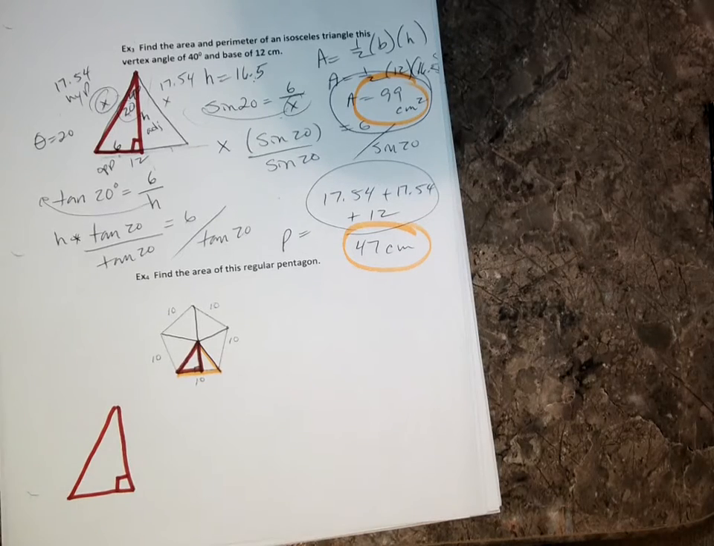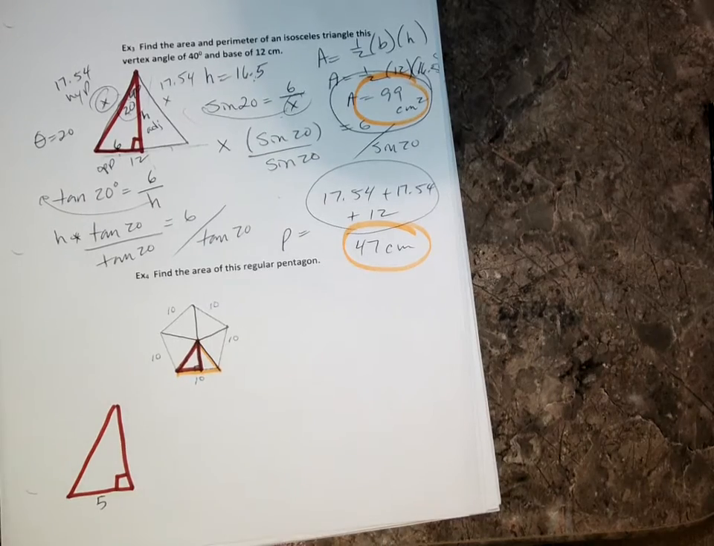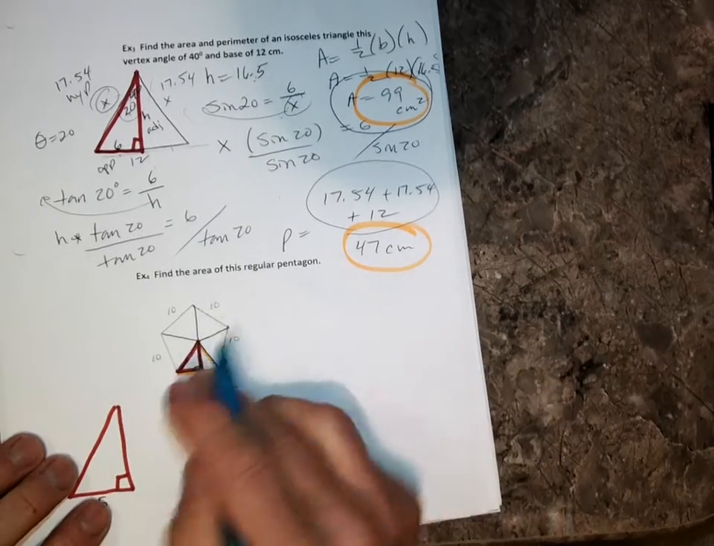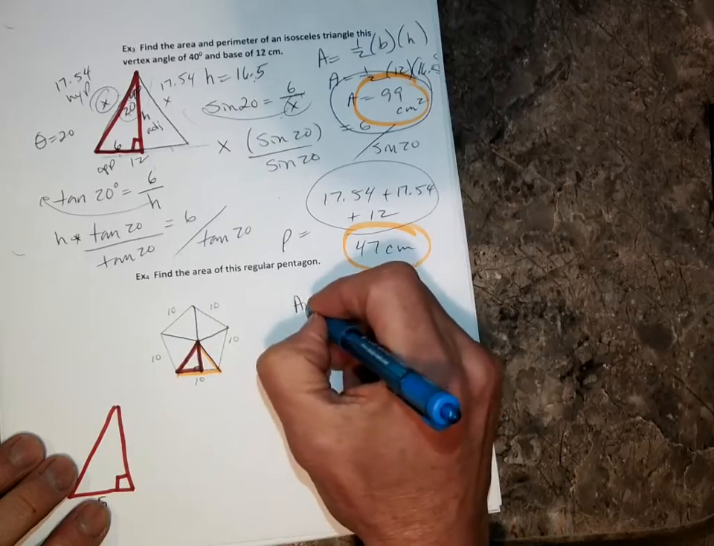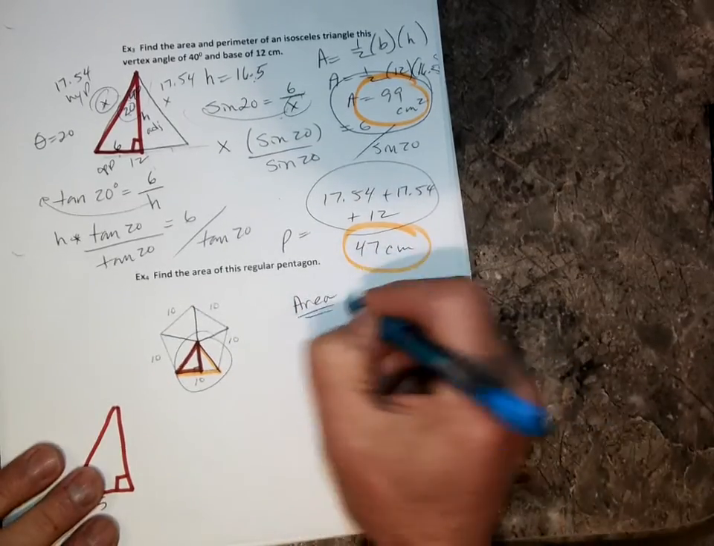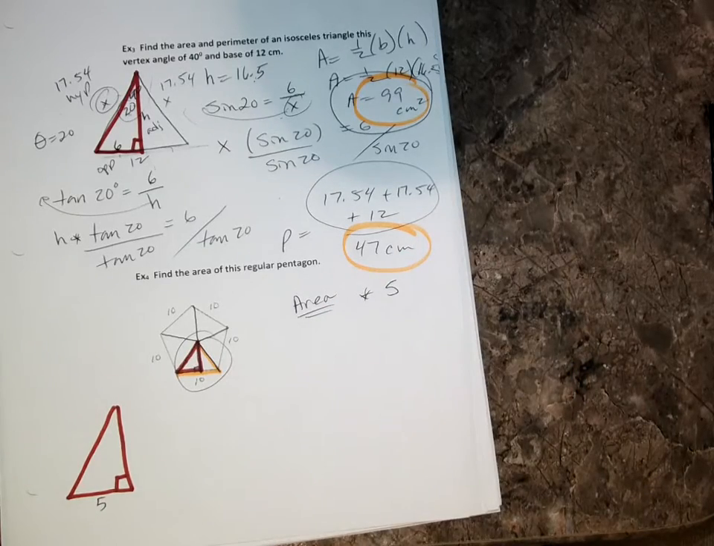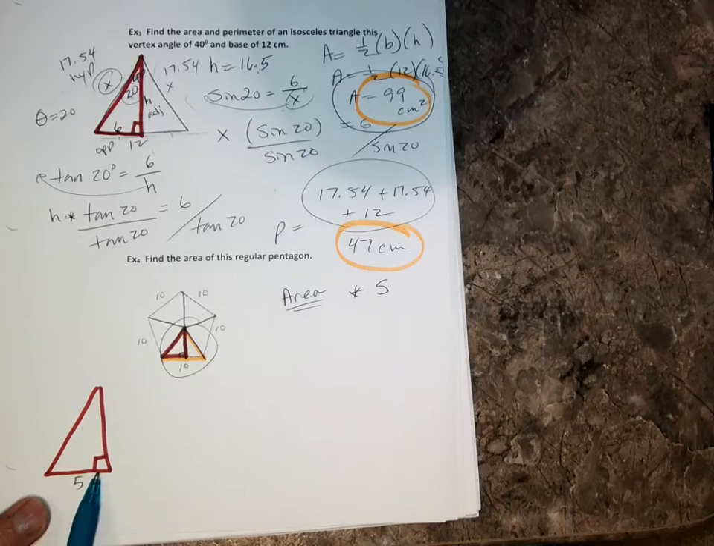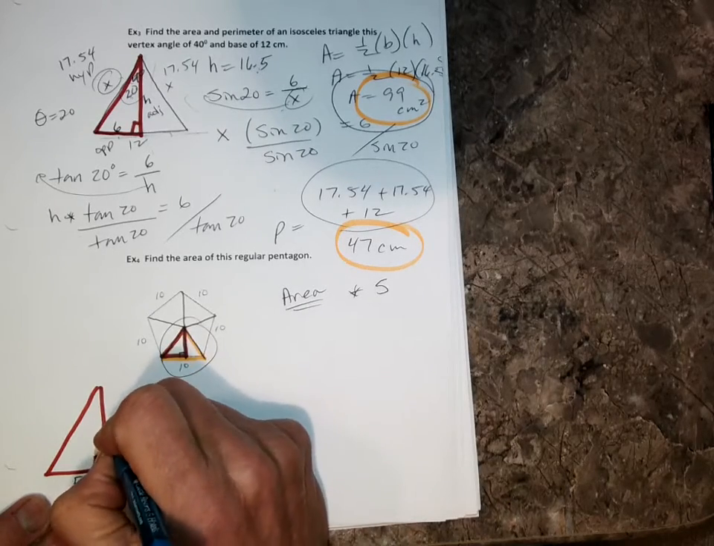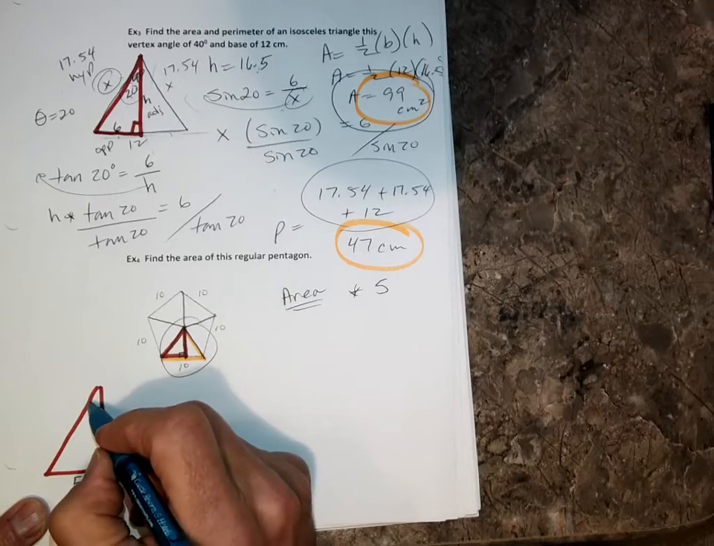So let me draw that triangle really big over here. Okay, here's what I know. This side is 5. Okay, I want to find the area of this triangle. Find the area of that triangle, and then I will multiply that times 5. Okay, so to do that, first of all, let's go here and find the height. So we're going to have to find the height of this triangle.